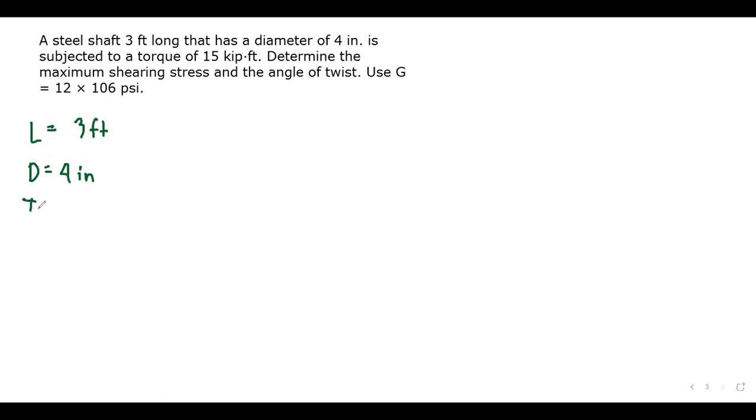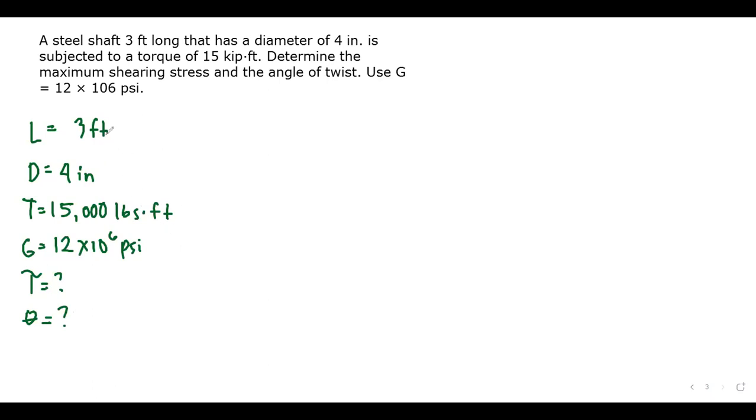And meron tayong torque na 15,000 pounds-feet. And meron din tayong G, or shear modulus or modulus of rigidity, 12 times 10 raised to 6 PSI. Okay? Sabi, find the shearing stress and angle. Okay? So, ayan yung mga given natin. Next is, lagi ko na binabanggit sa inyo, always gawin natin uniform yung unit natin. Dapat may uniformity yung unit natin.